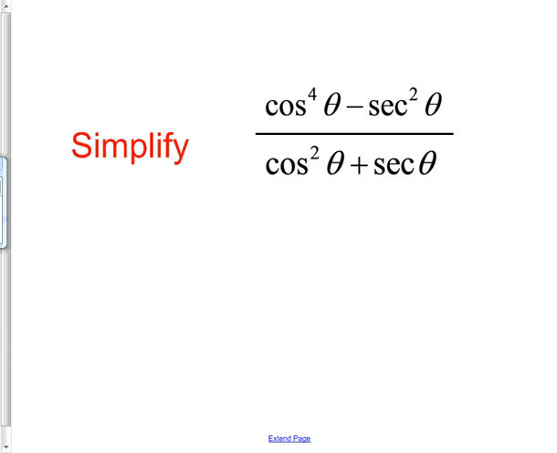Simplify that. And don't you dare go like this and go, oh, cancel, cancel. Can't do that. This is an add, subtract kind of problem. You can't cancel like that. You can factor things. Once they're factored, then you can cancel things.